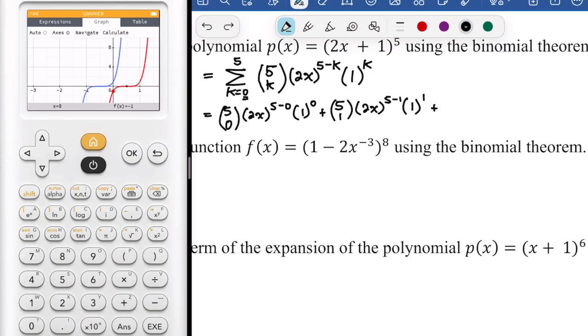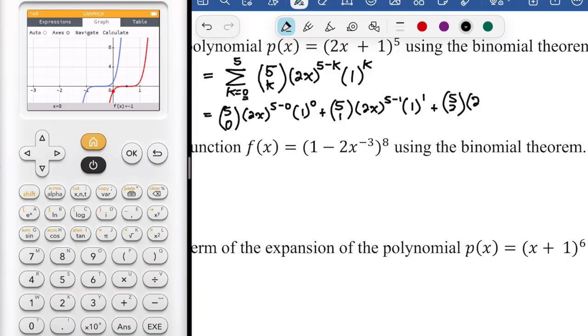Then increase my k. You see how the 5 minus 0, which is 5, this guy right here, becomes 5 minus 1, which is 4, so I'm decreasing my exponent by 1 every step of the way. All right. And you can start skipping a couple steps here and there if that works for you.